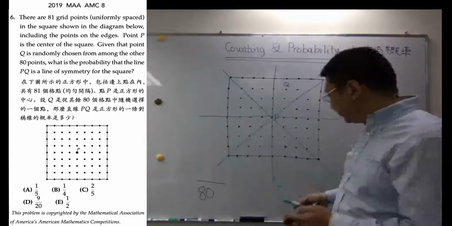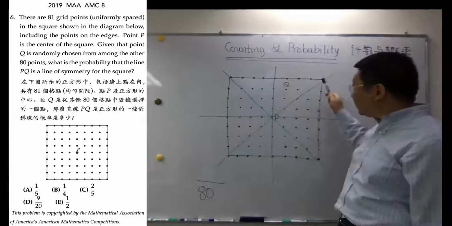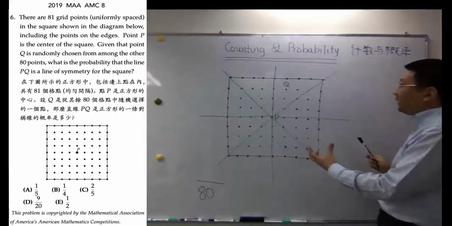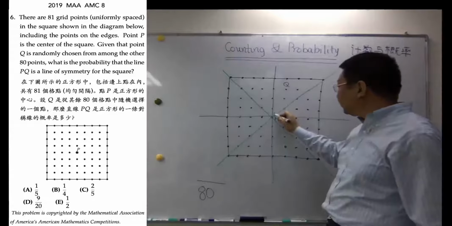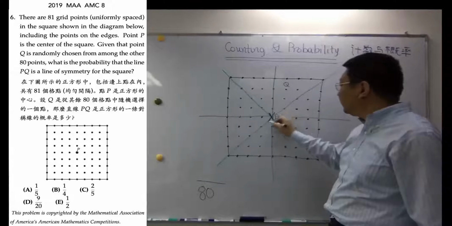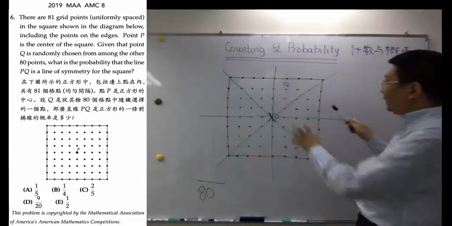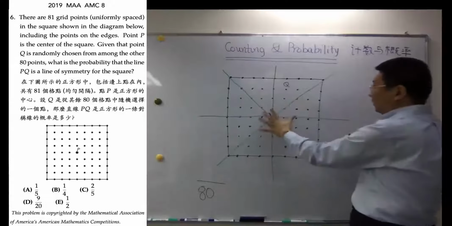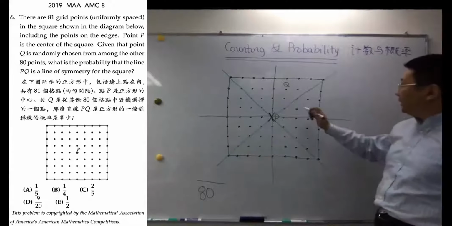And the question is to ask when PQ can be a symmetric line. So effectively speaking, in order to get the numerator, we need to count how many points are in these four symmetric lines. It's a little bit complicated that these four lines share a common point, but luckily this middle point is not in our consideration. So then these four lines actually can be regarded as 8 rays starting from the center. So you have 8 rays, then you only need to count how many points are in each ray.